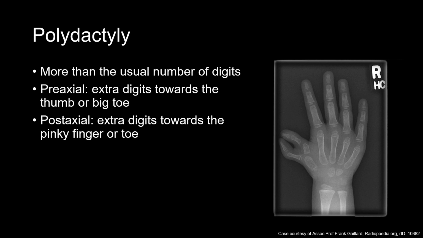Polydactyly, again, is an extra digit on the hand or the foot. Some extra information on that, we have the preaxial versus postaxial. Preaxial would be extra digits on the side of the thumb or the big toe. Postaxial would be extra digits on the side of the pinky finger or toe.